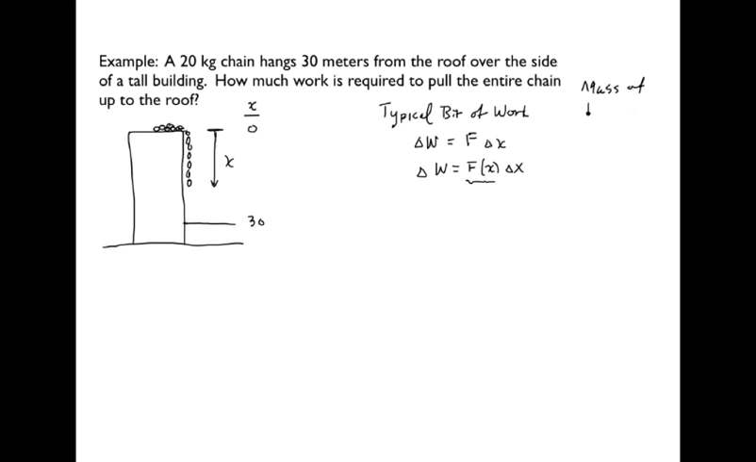So the mass of 1 meter of chain is, if 30 meters is 20 kilograms, then how many kilograms is 1 meter? 2/3, right? You take 20 kilograms for 30 meters, and that gives you 2/3 kilograms per meter. So each meter is 2/3 of a kilogram of this chain.